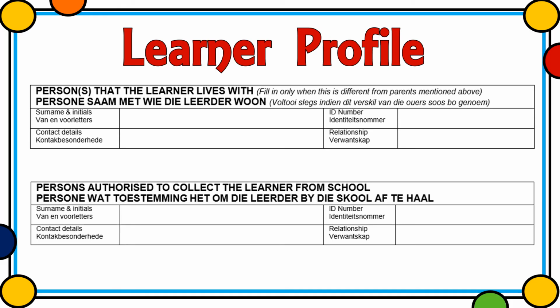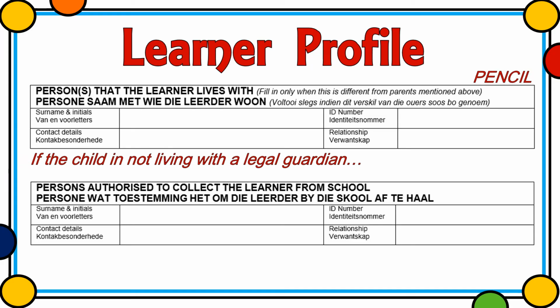Persons that the learner lives with. Now, in this case, it would be a grandmother or auntie that the child lives with, but this person has not been legally appointed as the child's guardian by the court. Then this section needs to be completed. Once again, it should be done in pencil, as the contact details may change.